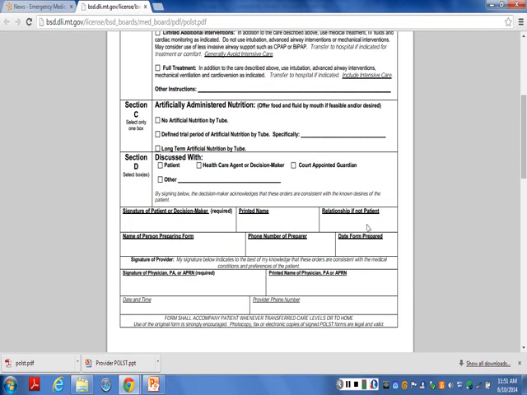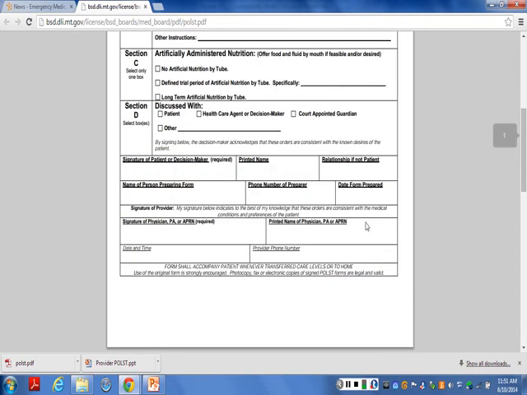The patient or decision maker must sign. They must print their name and give the relationship if they are not the patient. The name of person preparing the form if it's other than the patient or the physician. The phone number of preparer and the date it was prepared. And then the physician, physician assistant, or advanced practice registered nurse or nurse practitioner must sign. And then print, date and time, and phone number.